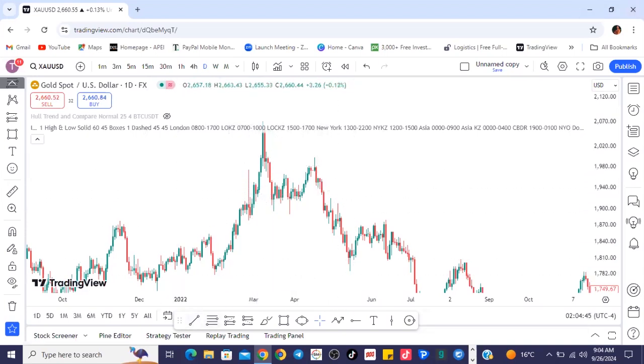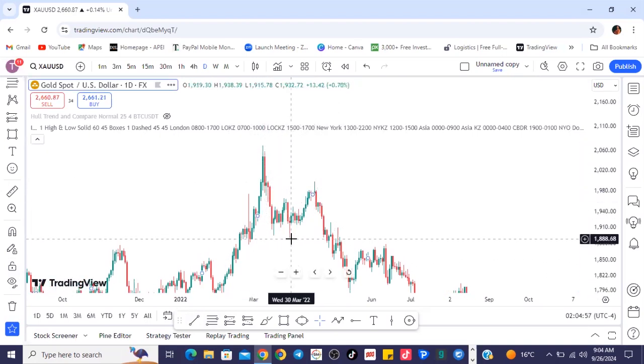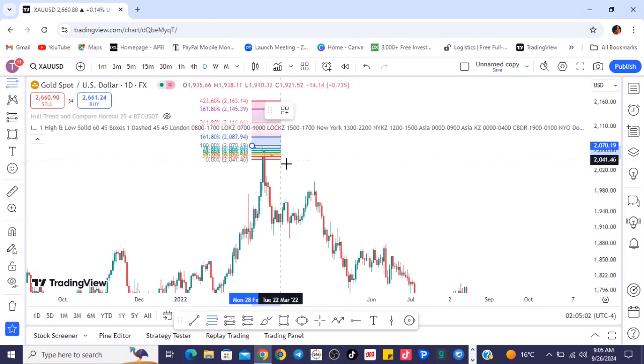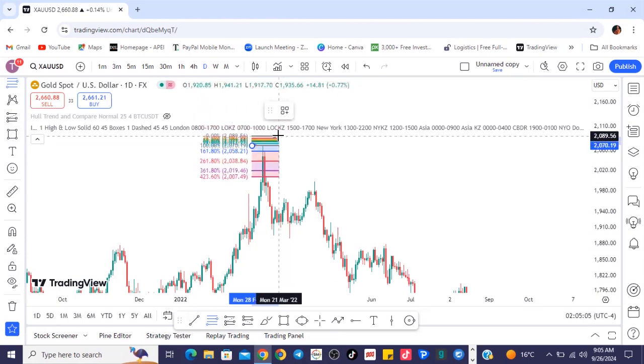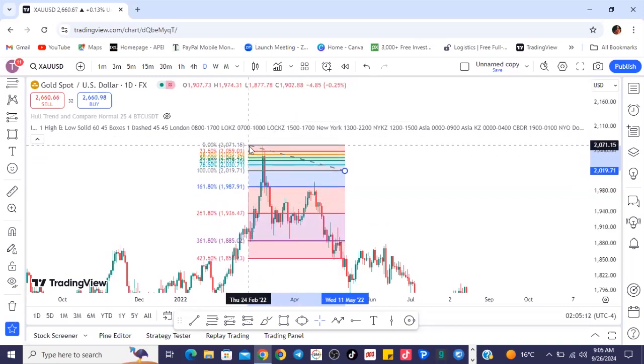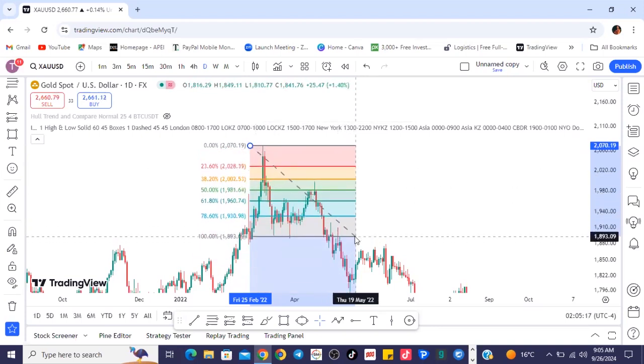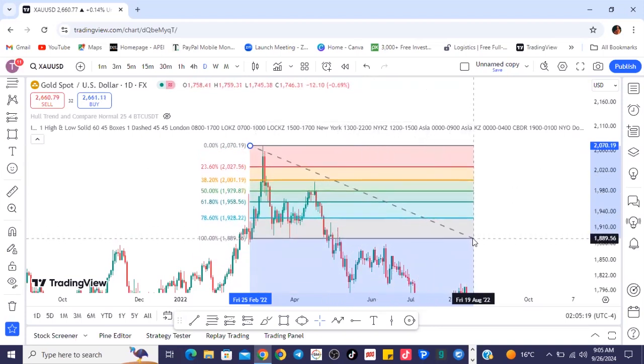So when you are looking at it in a downtrend, what we want to do is draw our Fibonacci from the swing high to the swing low. So this is our swing high, and this is our swing low before the price retraced. So you take your Fibonacci, you draw from the swing high to the swing low. So 0 needs to be at the swing high, and 100% needs to be at the swing low.